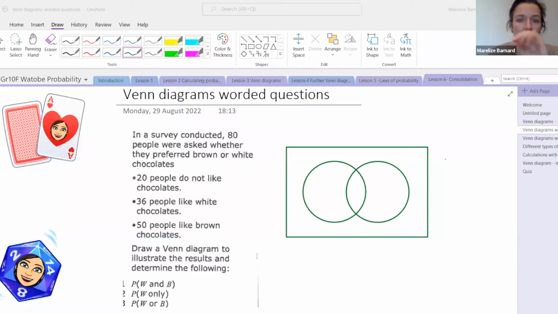And then you always start from that point. If you don't know how many people liked brown chocolate and white chocolate, then you need to make that equal to X. I see lots of answers getting in the chat. That's really cool, guys. Well done. Lots of answers. We're going to see now if you're right. I just want to give it 30 more seconds. If you do have your X and you are confident, you can start looking at the different questions.